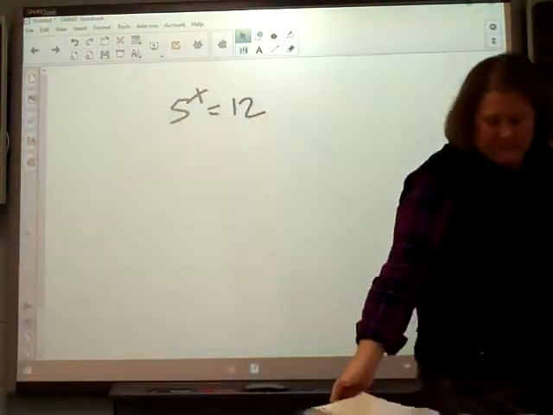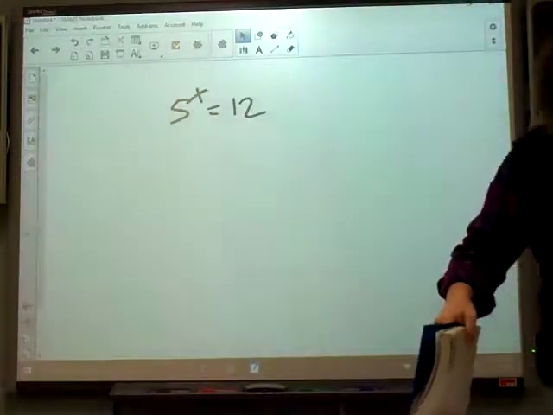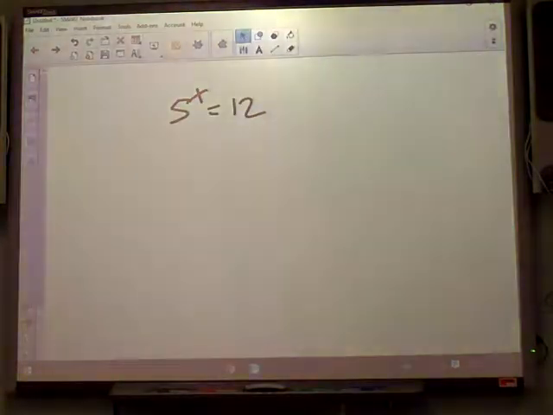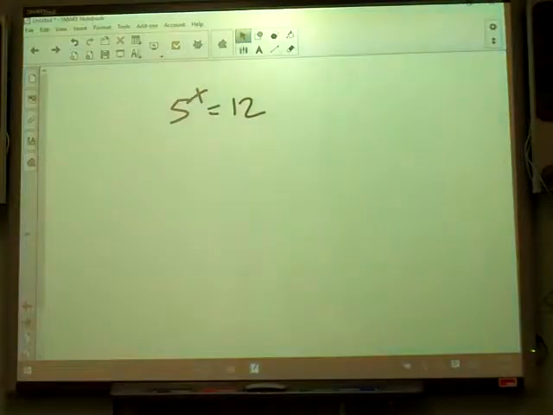Alright, solving for x. Wants you to round to the nearest hundredth. There'll be a spot for you to put your answer in the classroom. Yeah, the log base 5. Log base 5. 12.